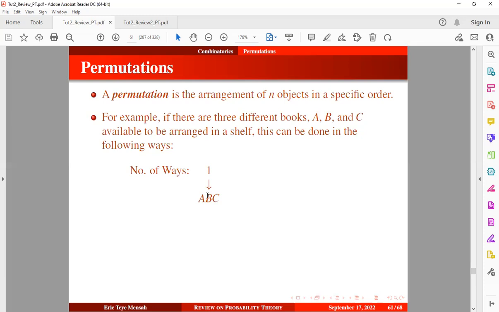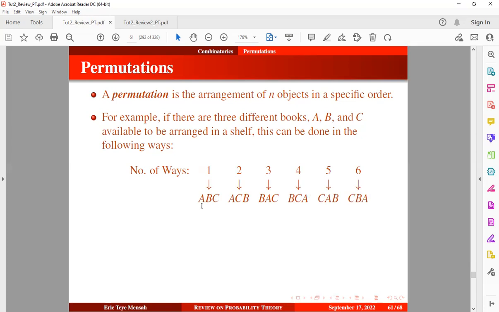So we can have the first position to be A, the second position to be B, and the last position to be C. We can also have the arrangement in this form. The first position can be A, the second position can be C, and the last position can be B. We can also have it in this form, in this form, in this form, and this form. So these are the total number of ways we can arrange the three books on a shelf, if we are picking three at a time.